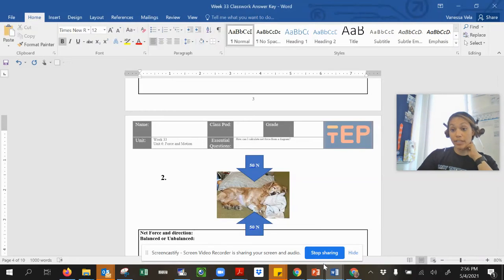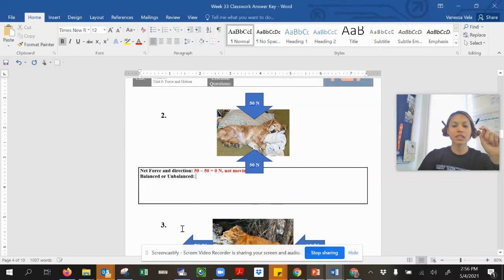They're going in opposite directions because one is going down and one is going up. So since they're going opposite, we are subtracting. So you subtract the 50 newtons minus the 50 newtons equals, yep, 0 newtons. Exactly. And is this object moving? Nope, because it's 0 newtons and you can just put not moving here. I know you can't really see it, but you know what it is. So because it is 0 newtons, is it balanced or unbalanced?